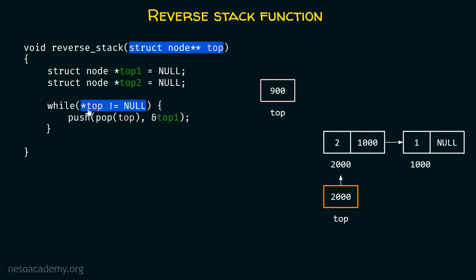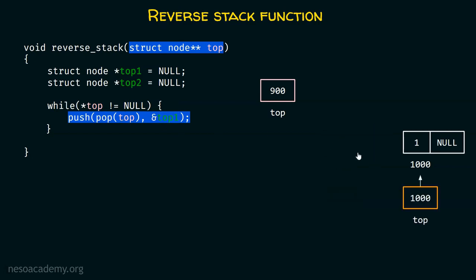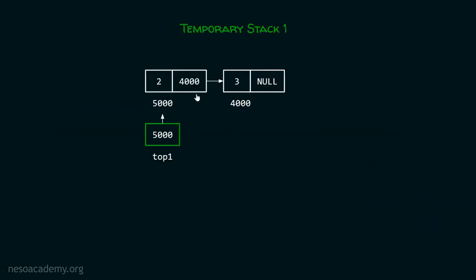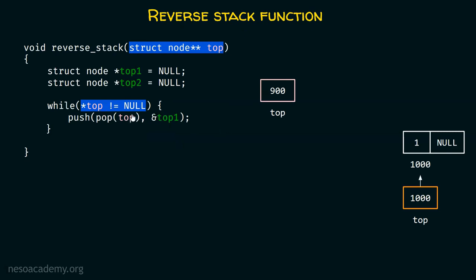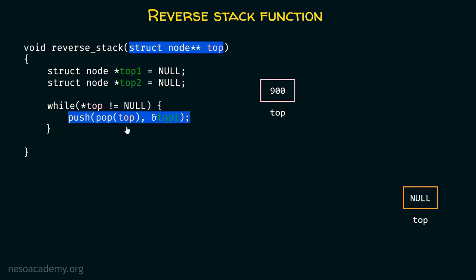Now after this, again we will check this. Is star top not equal to null? You can see this is not equal to null. Therefore we can continue. And again we will pop this node out of the stack and we will push element 2 onto the temporary stack 1. And this is how our temporary stack 1 looks like after calling the push function. This node will be pushed in front of this node, right? Then again we will check this. Is star top equal to null? Again, star top is not equal to null. Again, we'll get inside, we'll pop this node and we will push element 1 onto the temporary stack 1.